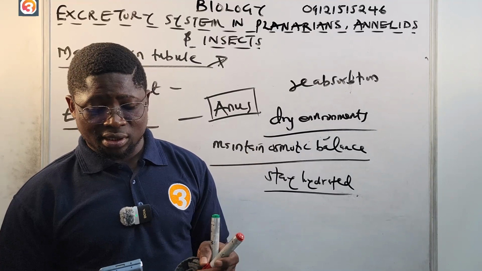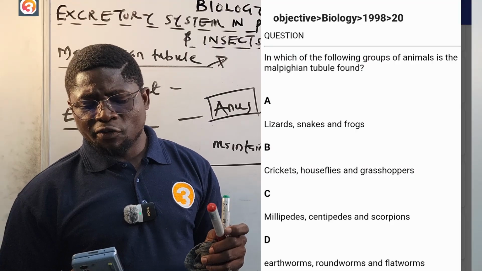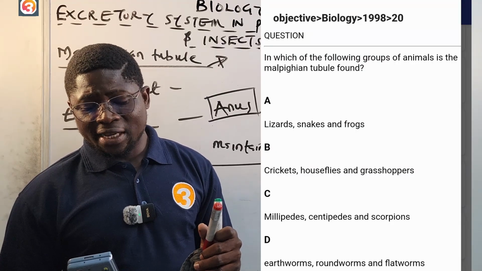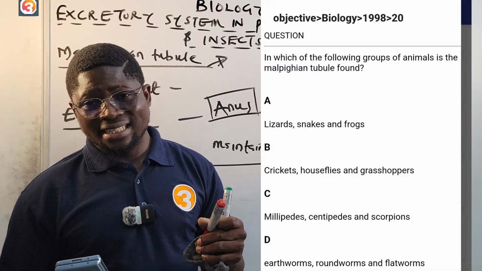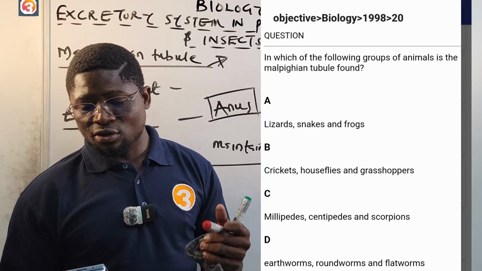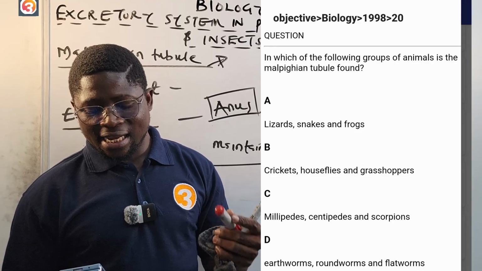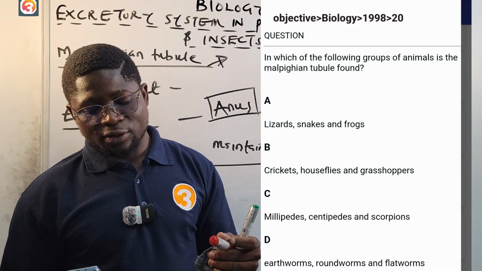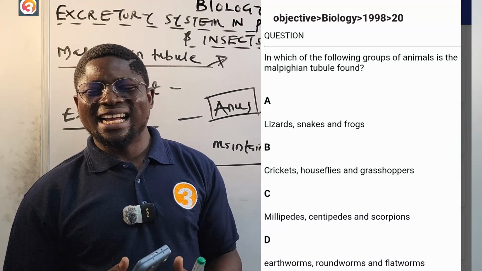Let us go to past questions, and we're out of here. 1998, number 20. In which of the following groups of animals is the Malpighian tubule found? A says lizards, snakes, and frogs. No. B says crickets, houseflies, and grasshoppers. Yes, because they are insects. C says millipedes, centipedes, and scorpions. D says earthworms, roundworms, and flatworms. The correct answer is obviously option B, crickets, houseflies, and grasshoppers.